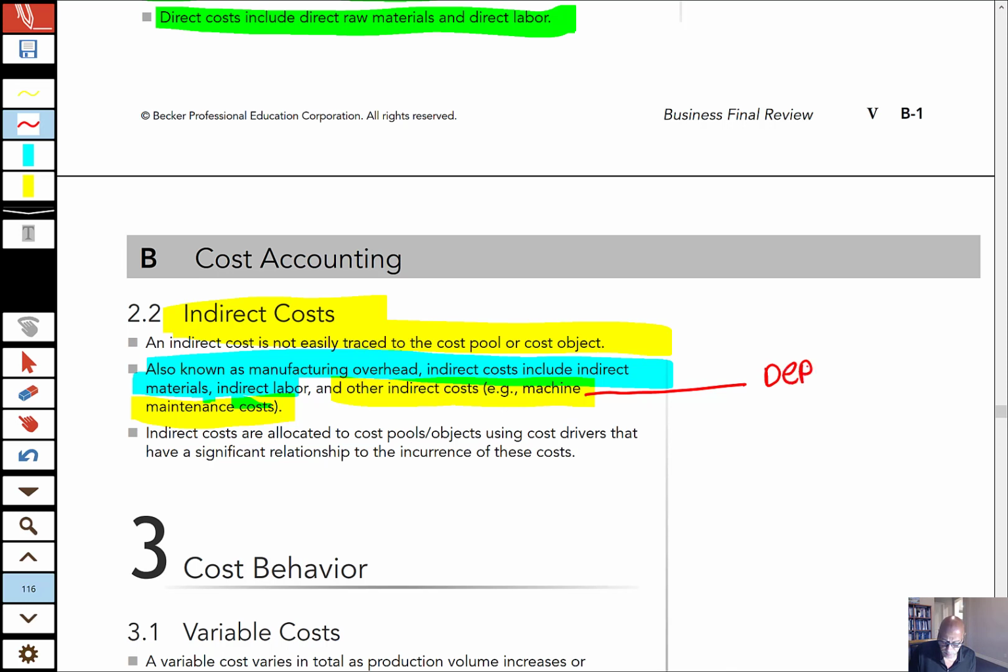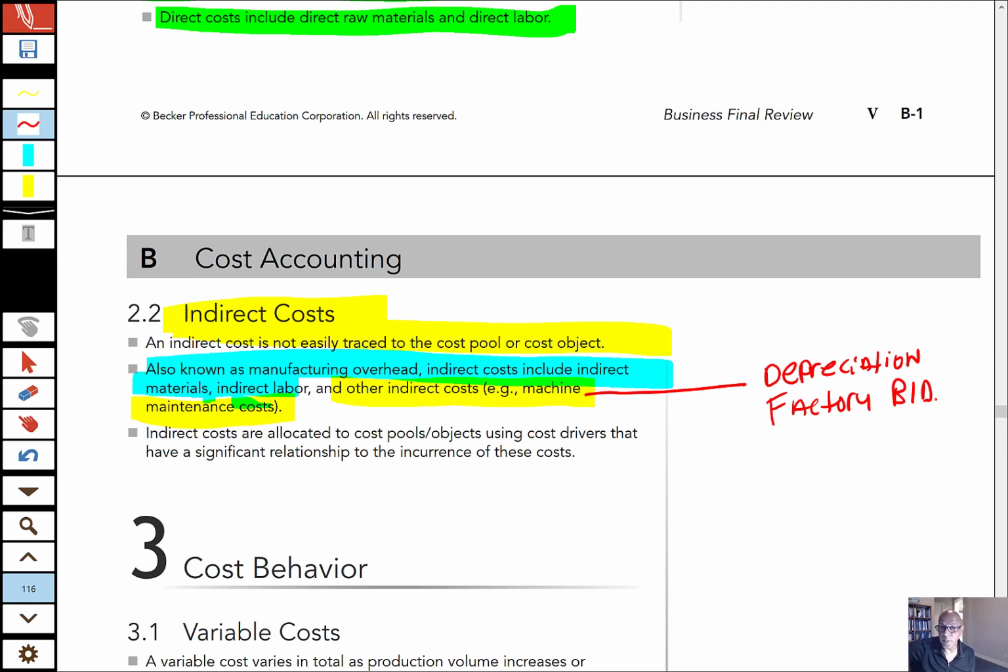Depreciation is an indirect cost. Depreciation is going to be treated as a product cost if it's depreciation on, say, the factory building. So you need to be careful, because if a problem calls out the depreciation on the administrative building, well, that obviously is, well, I don't know if it's obvious, that's why I'm reminding you, that is going to be what?